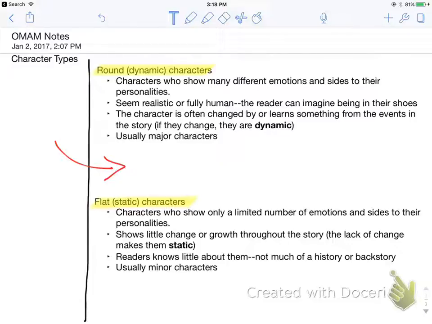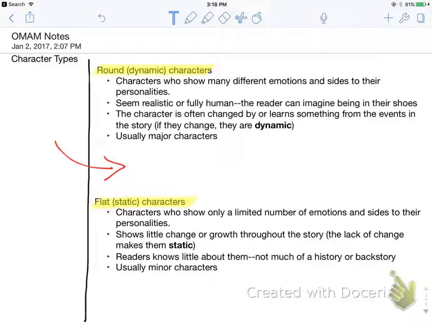They're not going to show very much change or growth throughout the story. Who they are at the beginning is pretty much who they are at the end. And that lack of change is what makes them static. So a static character is the one that doesn't really have any revelations by anything that happens to them or any of the events in the book.